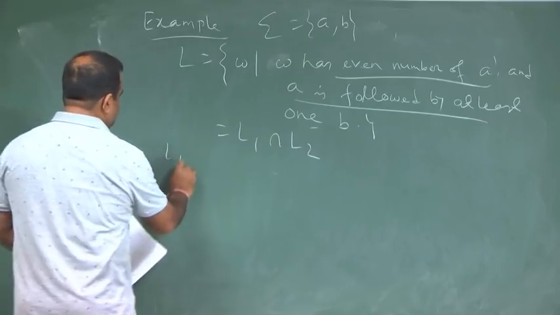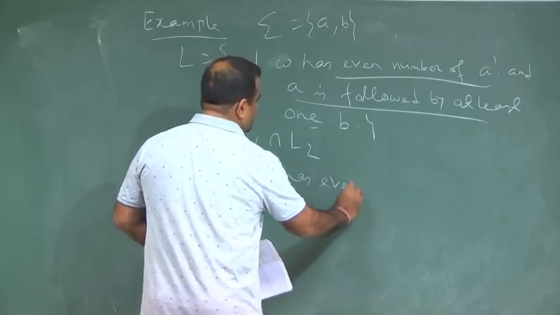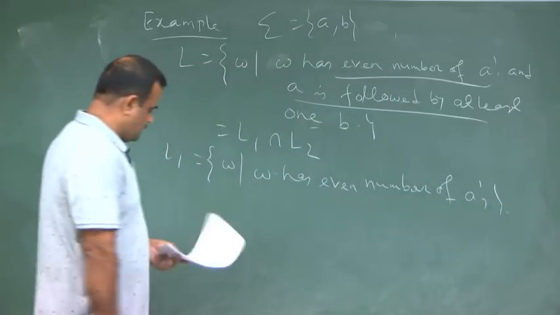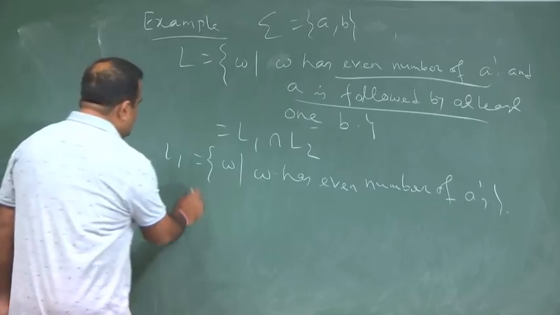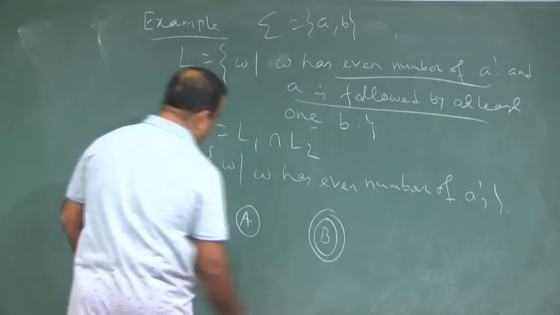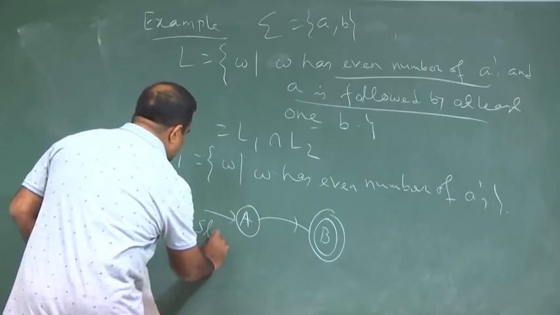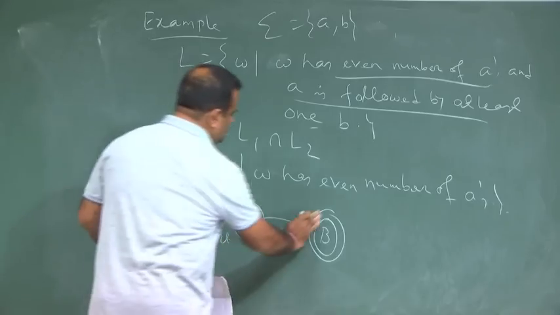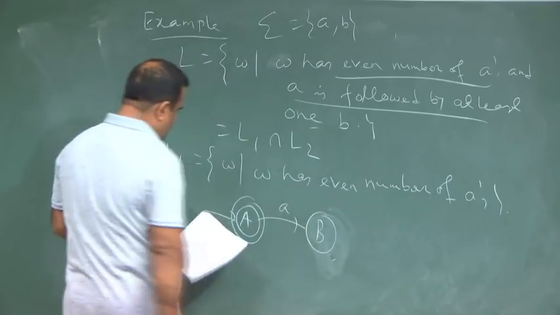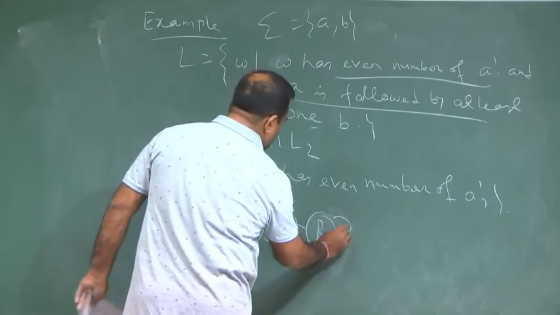So, L1 is W, where W has an even number of A's. This is a regular language. What is the DFA corresponding to this? We can start with this state, and this is the final state. Sorry, this is not a final state. This is B. Now, we can go to A, then with A we can come back here, and if we have a B, we will hop here, and with B we will hop here.